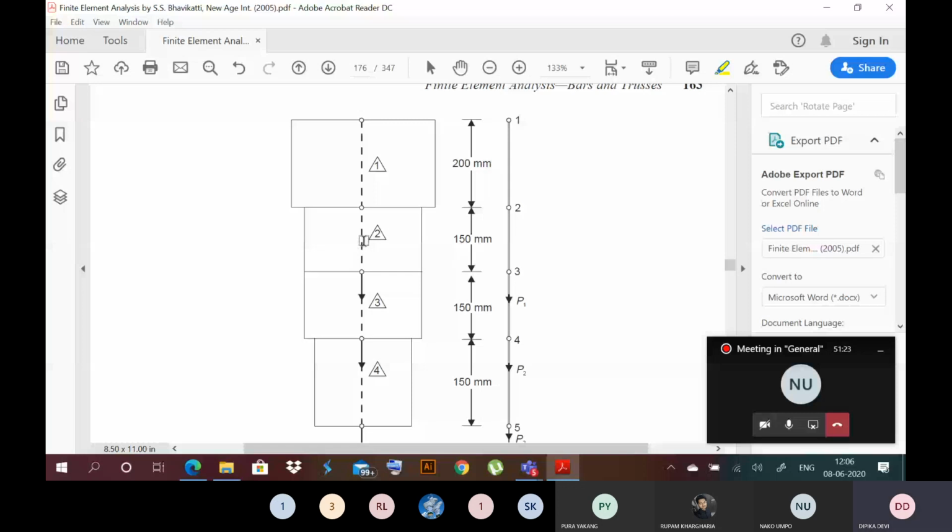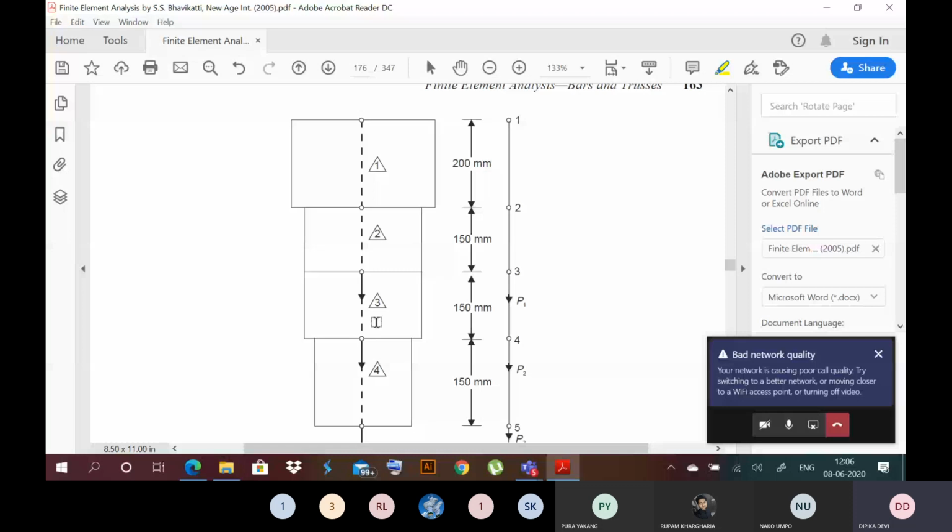Similarly, we will have the surface traction and body force vector of element 3. Then at node 3 there will be contribution from element 2 and contribution from element 3. So there will be overlapping. When they overlap, you have to add them algebraically. Similarly, at node 4 there will be contribution from element 3 and contribution from element 4. So there will be overlapping. You have to add them algebraically to get the actual load acting at node 4.